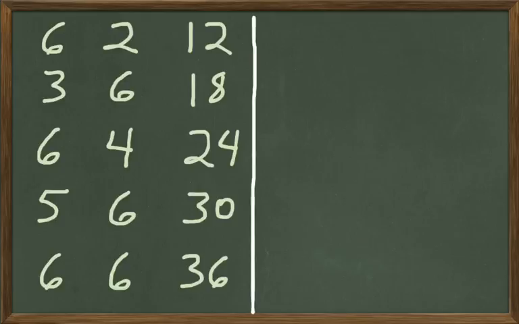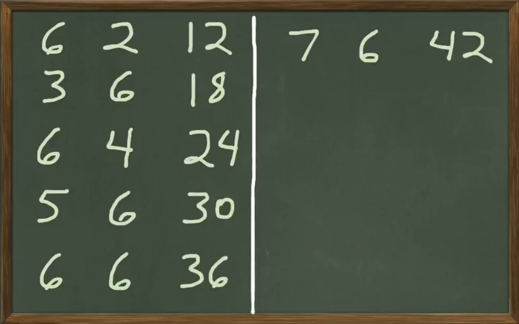All right, now if 1 quart of strawberries costs 7 cents, how much will 6 quarts cost? How much would 6 quarts cost? 7 times 6, same as 6 times 7. 7 times 6 is 42 cents of strawberries.